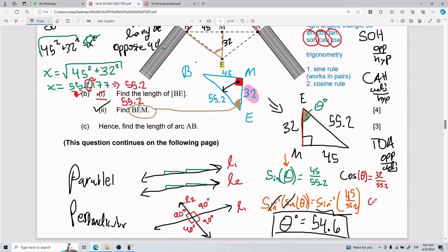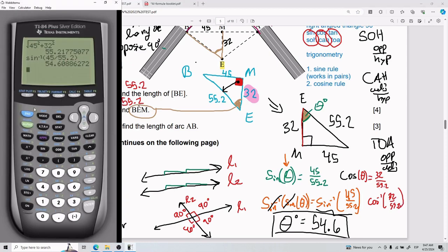So from here, you end up with cosine inverse of 32 divided by 55.2 if you follow the same process. And lo and behold, it should end up being the same thing because we're trusting math, we're trusting the process. Because of decimals, it's just a little bit different, but with three significant figures, 1, 2, 3, you round up this 5, you end up with 54.6, okay?